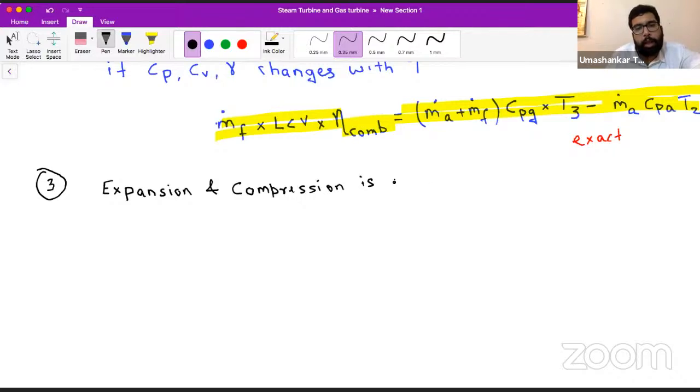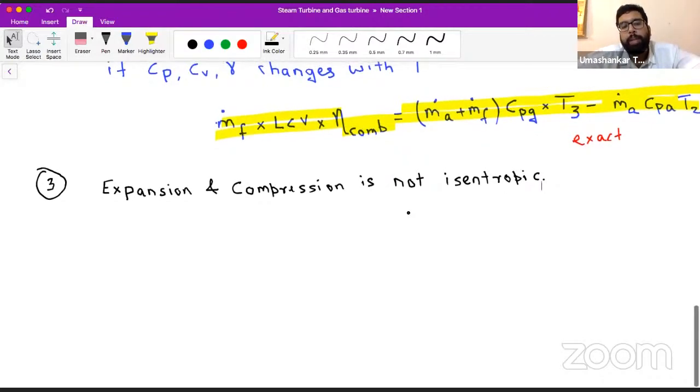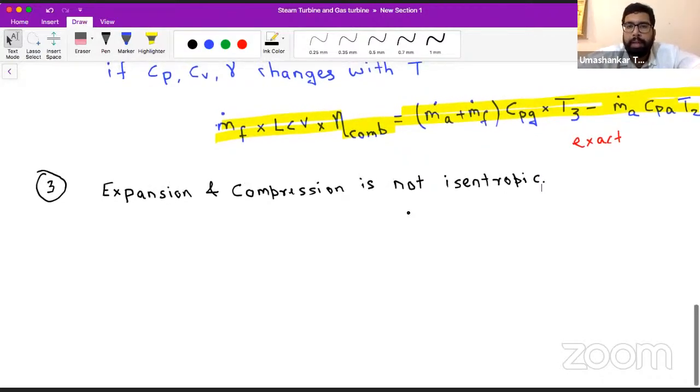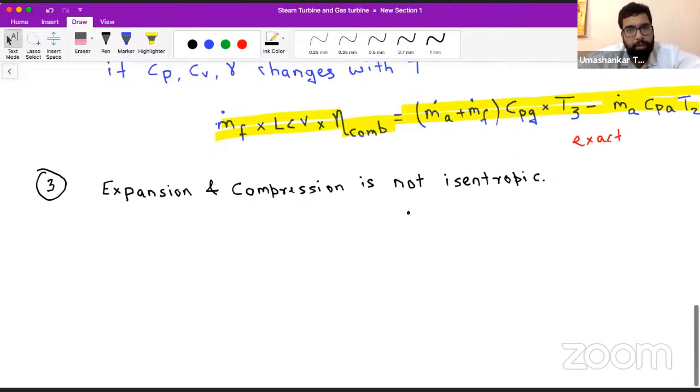is isentropic. We have seen this as a very standard assumption in the ideal gas turbine cycle, but now we are saying expansion and compression are not isentropic, because in actual practice there will be some heat losses. Is it or isn't it? There will be some heat losses in actual. So expansion and compression are not completely isentropic in practical conditions, where there will definitely be some heat losses due to the actual working condition and actual environment.